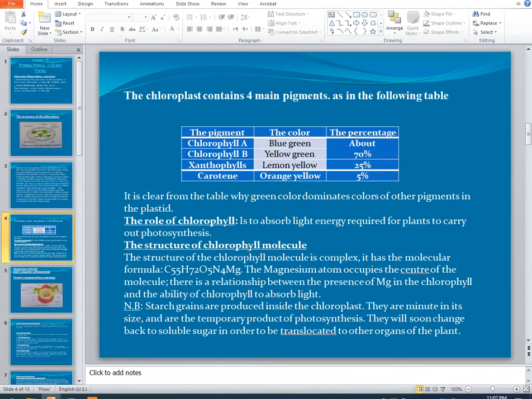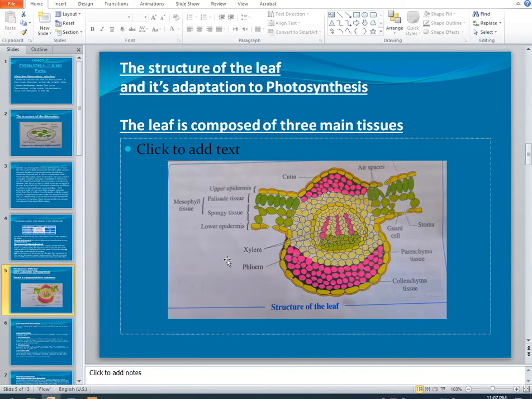Starch grains are produced inside the chloroplast. They are minute in size, and they are a temporary product of photosynthesis. They will soon change back to soluble sugar in order to be translocated to other organs of the plant. The structure of the leaf and its adaptation to the photosynthesis process.